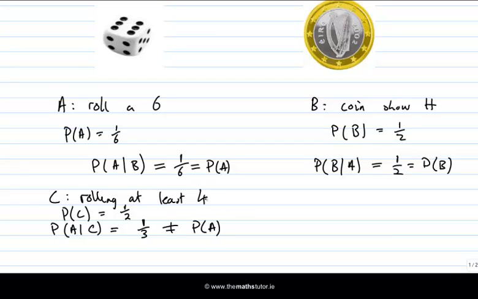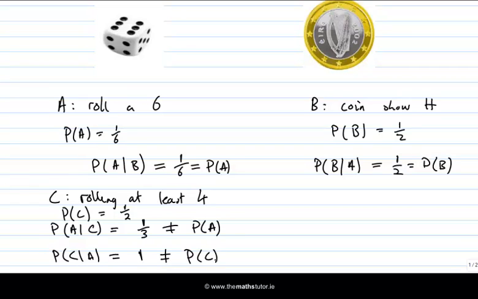What about the other way around? What about the probability of C given A? Well, I'll just do this one for fun. So what's the probability of rolling at least a 4 given that we roll a 6? Well, let's think about that. If we roll a 6, then we have definitely rolled something that's at least 4, so that probability is 1. And again, of course, that's different from the probability of C, which was a half.